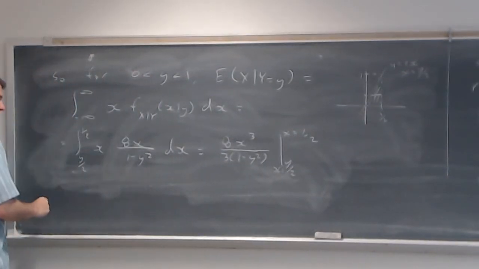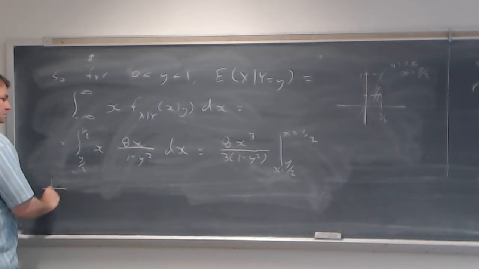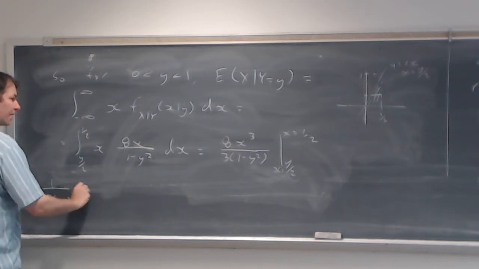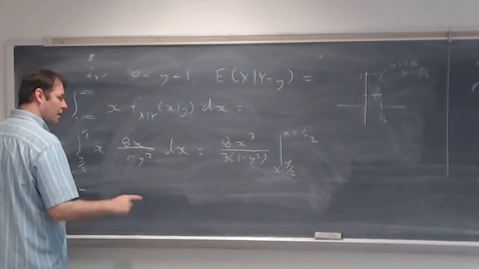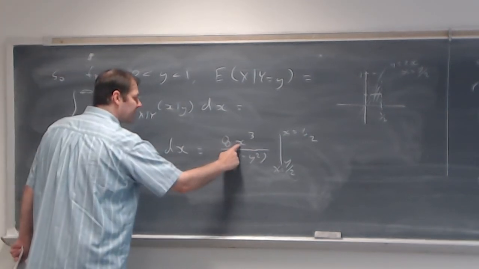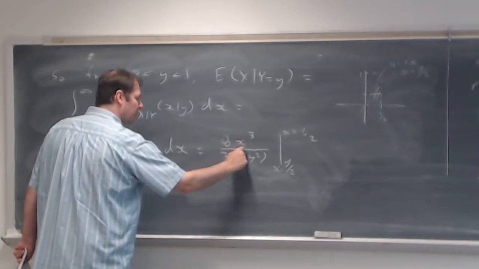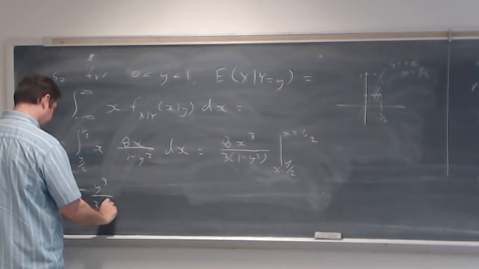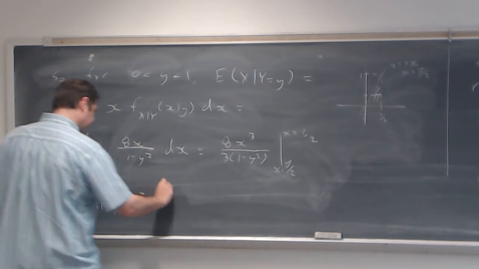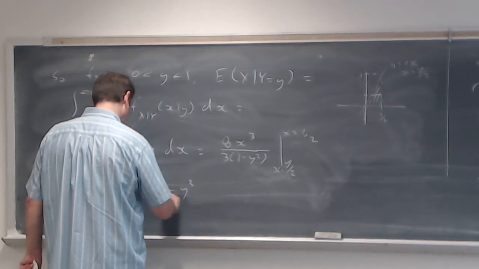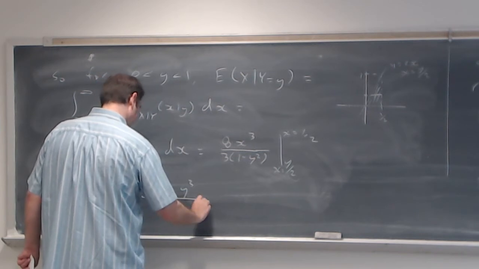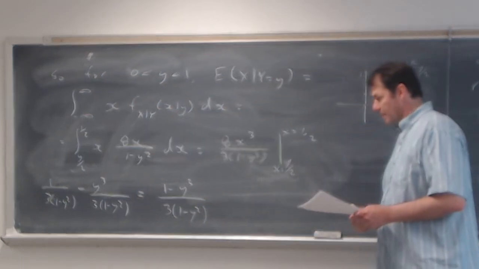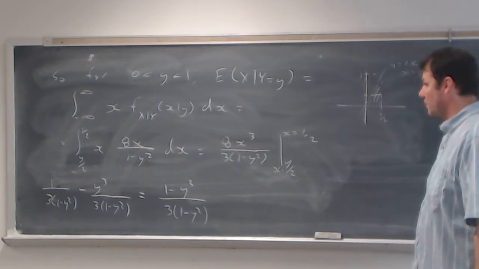When I do, and I stick in 1 half, that ends up being 1 over 3 times 1 minus y squared. And then minus, when I stick in x equal to y over 2, the y over 2 cubed is y cubed over 8, so the 8's will cancel, so I have y cubed over 3 times 1 minus y squared. And that ends up being 1 minus y cubed over 3 times 1 minus y squared. I know that that can be simplified probably, but I'm going to leave it alone. And that's what we get in this example.